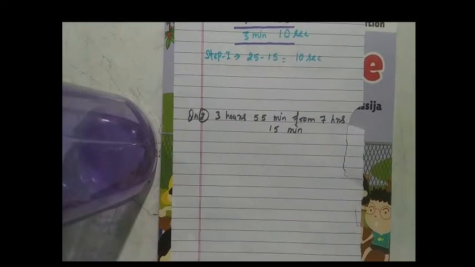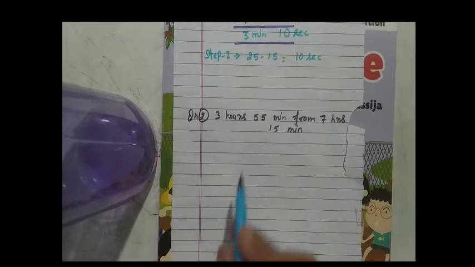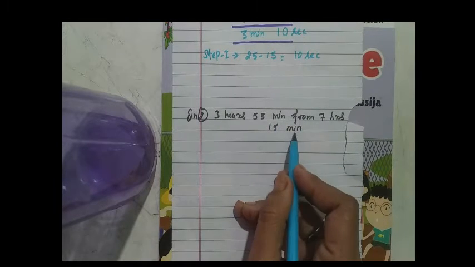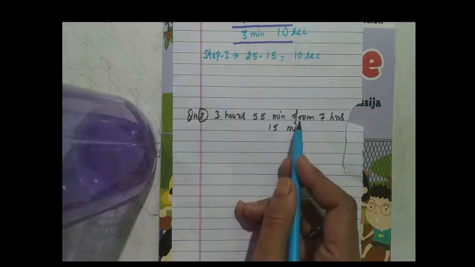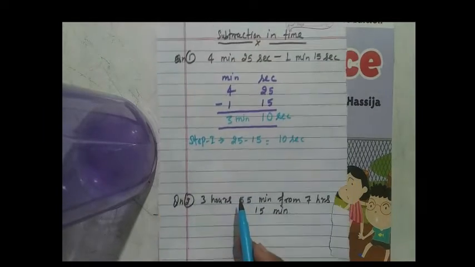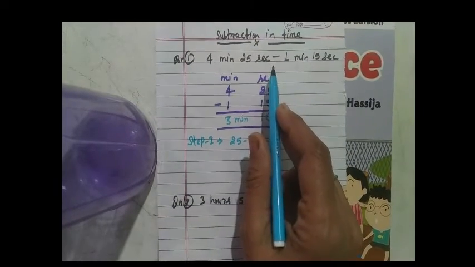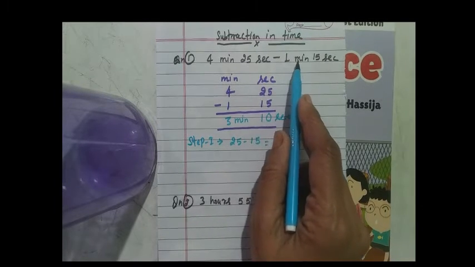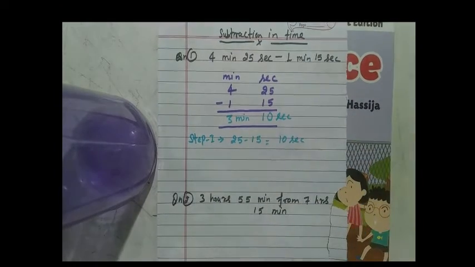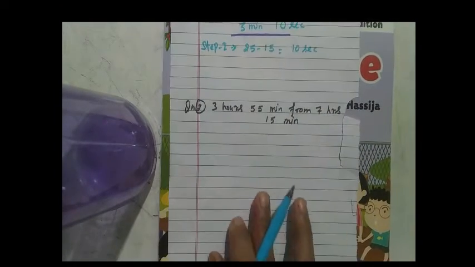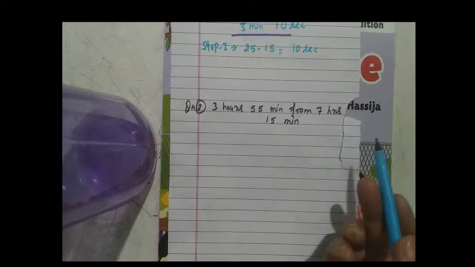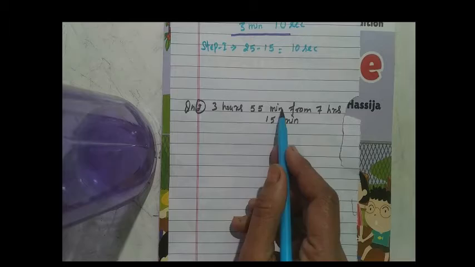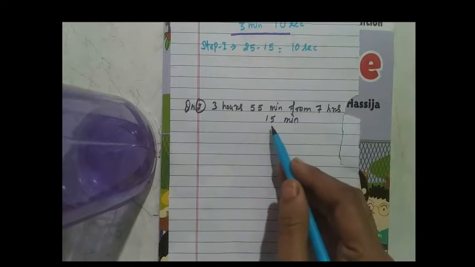Let's take one more question for the same: 3 hours 55 minutes from 7 hours 15 minutes. The question is given in a different form. In the first question, it is directly given in this way, 4 minutes 25 second minus 1 minute 15 second. But here it is given in a different form, like 3 hours 55 minutes. You have to subtract it from 7 hours 15 minutes.